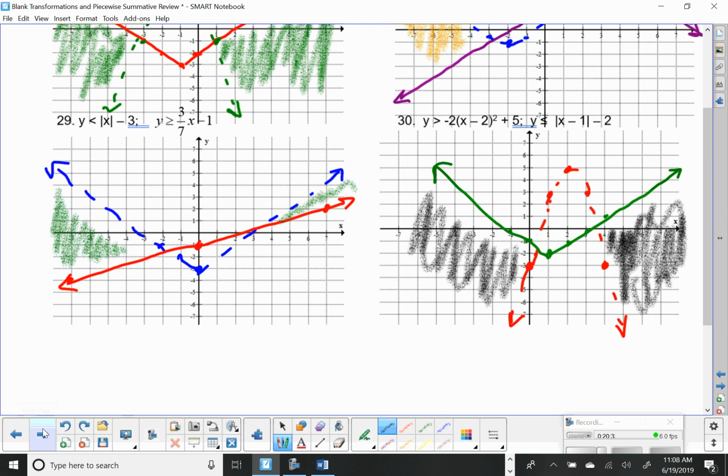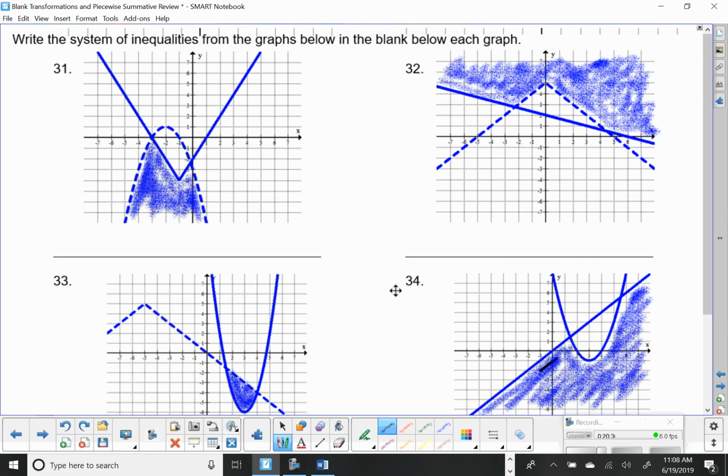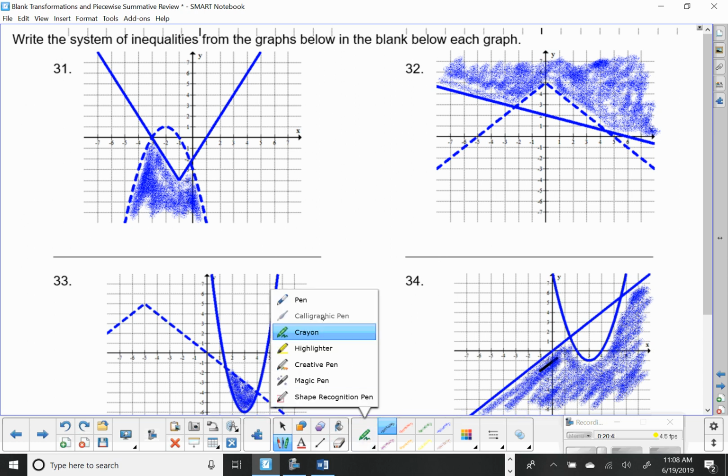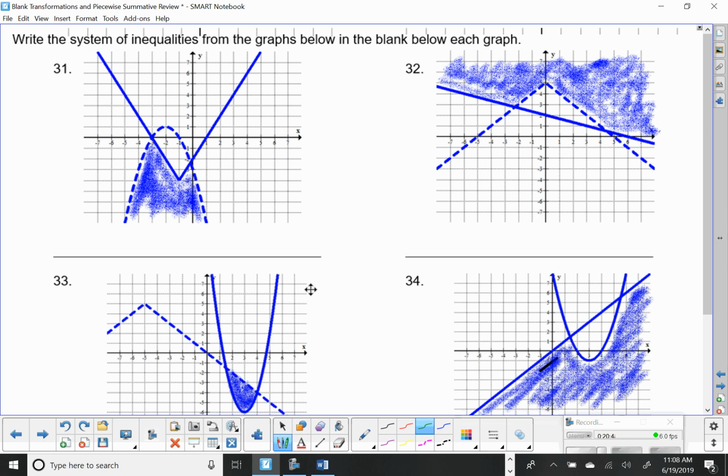Now, the next group, you actually have to write the answers. Okay? You actually have to write the solutions. So here, we're looking at, let me get my pens back. The first one, I would first just write, I've got a V shape. So I know I'm going to have y. It's shaded below, less than or equal to. I went right 1, up 2, so it's got a vertical stretch of 2. And then I went to the left 1, so x plus 1. And then it went down 1, 2, 3, 4. So there's that one.